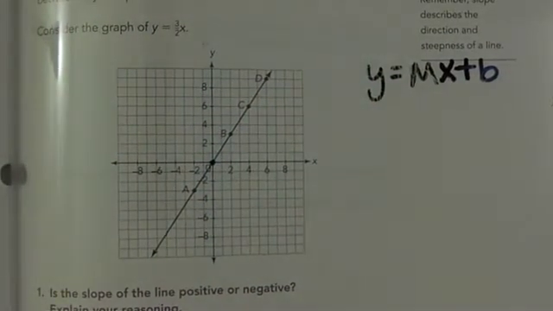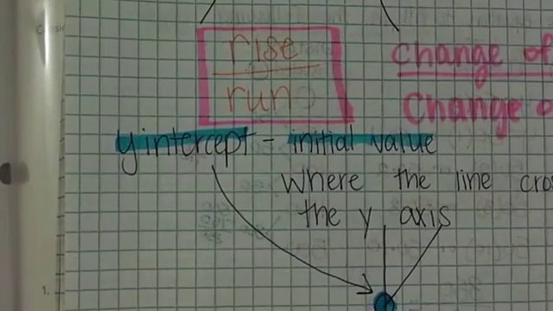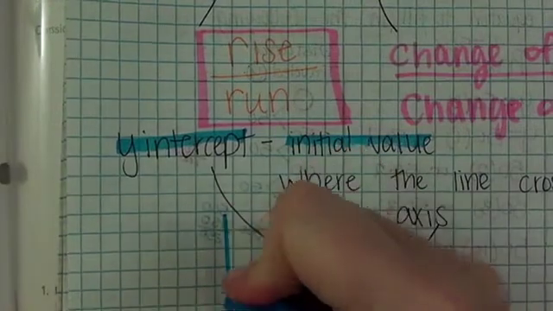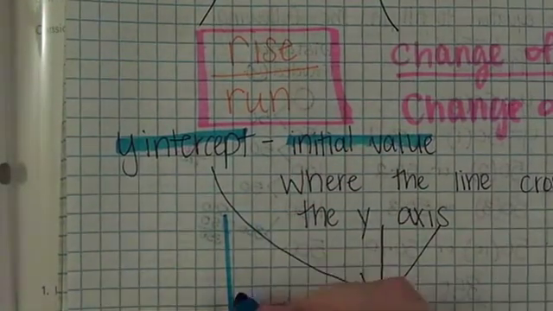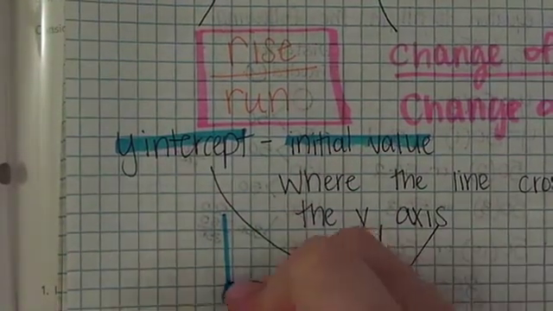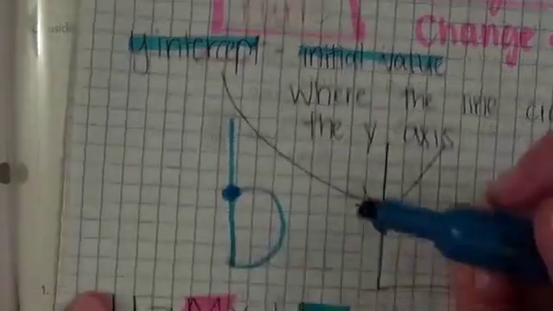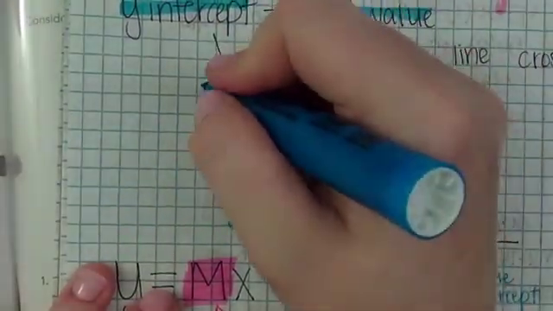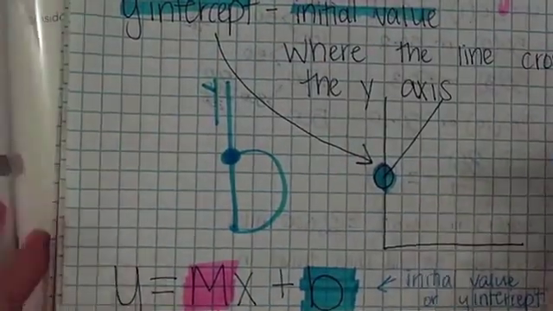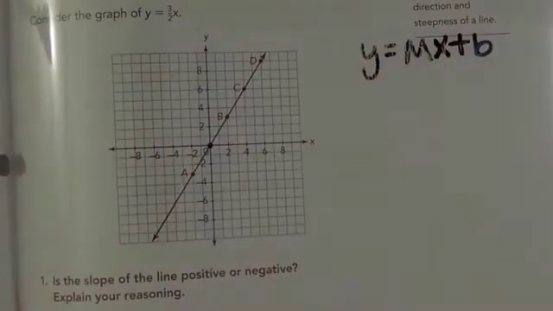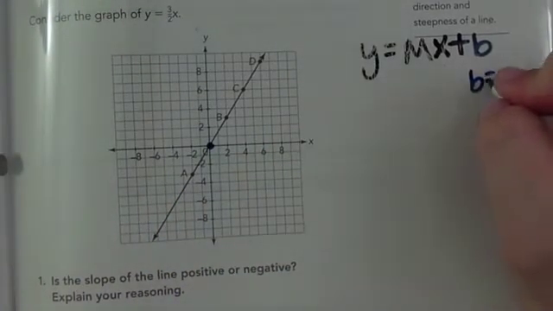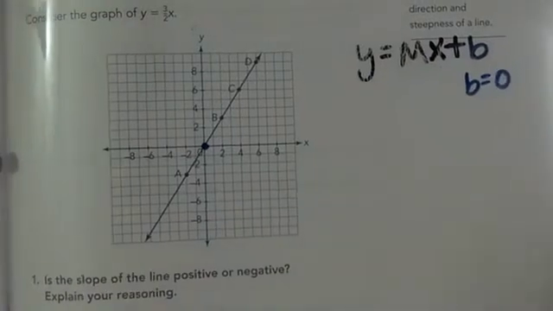A trick that I like to do for myself, and you might like as well, is if you think about the letter B, it's where it's crossing the y-axis. So think about the letter B, and it's where it crosses the y-axis, and this is the y-axis. Okay, so let's see. So this one crosses at 0, so our b equals 0.